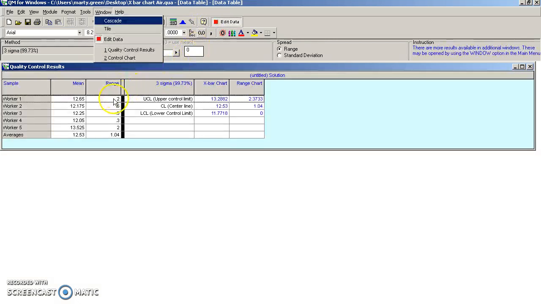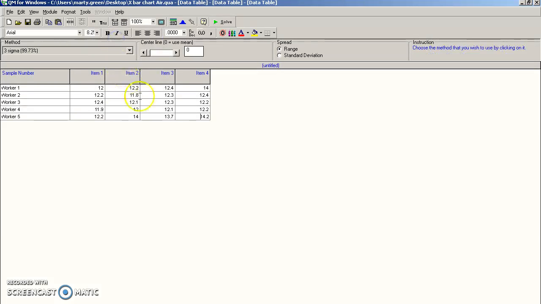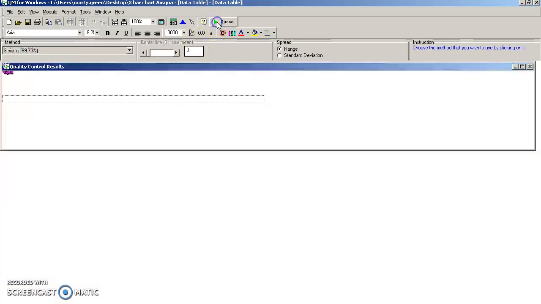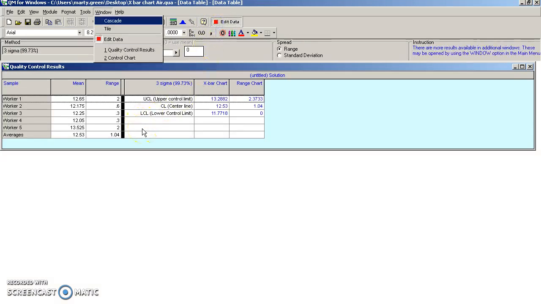When we solve this off, you can see that they've done all that mathematics for you. The biggest range is worker 2. However, they add all these together, divide by 5, and they get the center line of 1.04. I'm going to go back to our data one last time and look, for instance, worker 1, the average can be as high as 14, but look at worker 5, 14.2, 13.7, 14 seems to be an outlier. And we'll see if this appears on our control chart.